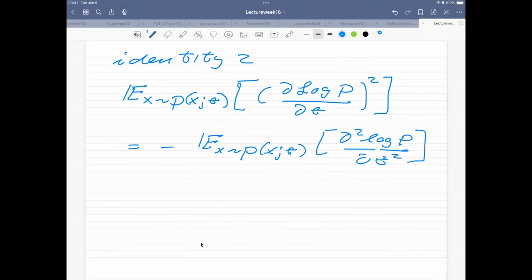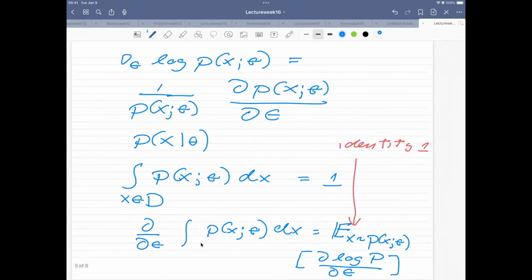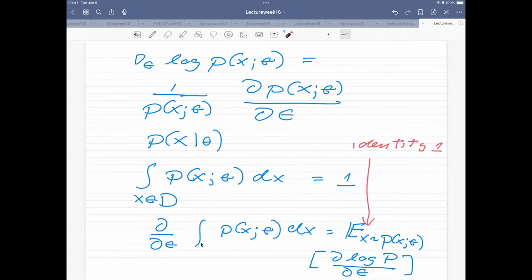This is because the mean value which we had in the previous identity, identity 1, is 0. Now, this quantity here defines the Fisher information. So if I go back now, the interesting thing, if you look at this expression which we have here, this is actually the derivative of the log. So this is nothing but the log derivative.